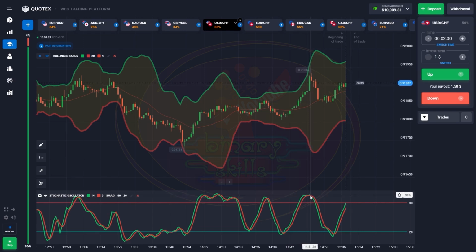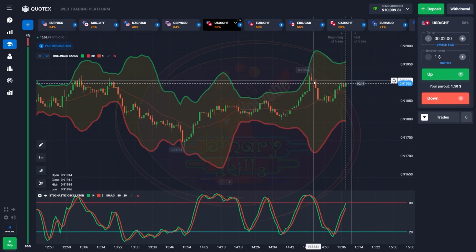Now look above at the chart. It's exactly on the red candle. If we had opened a 2-minute sell trade at the beginning of this red candle, or even at the next candle after the crossover, our trade would have ended in profit.